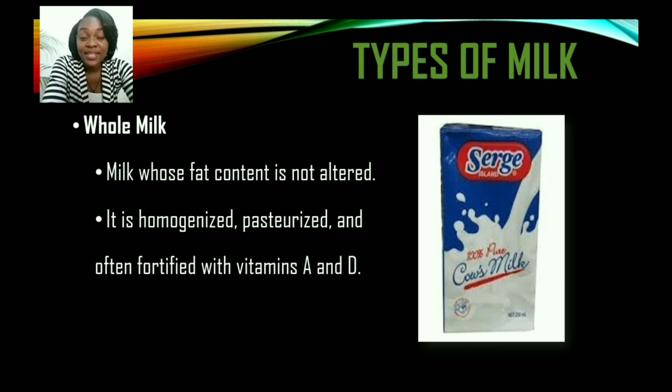Good. Now guys, let us explore the different market forms of milk. So we have whole milk, and this refers to milk whose fat content is not altered. It is homogenized, pasteurized, and often fortified with vitamins A and D. So remember, homogenize is the process of agitating the milk rapidly so that the fat granules can be distributed so the milk is not lumpy.